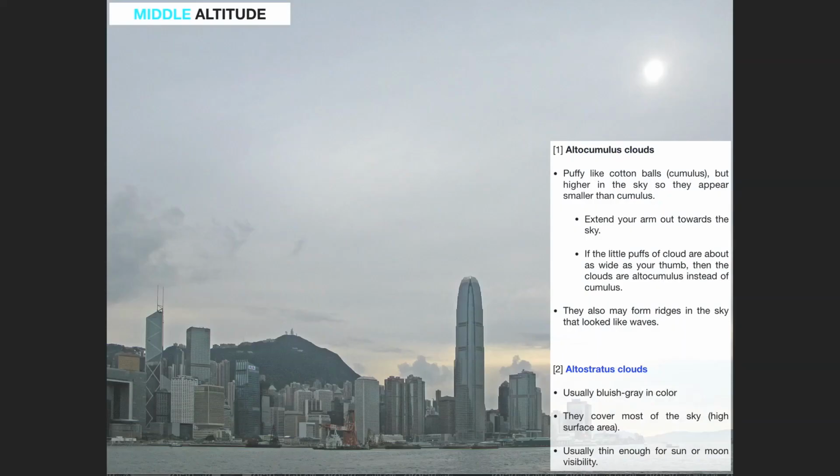The second type of cloud that we're going to see at middle altitude is the altostratus cloud, which is shown here. Like the stratus cloud, it's going to be usually bluish-gray in color and cover most of the sky, having a very high surface area. However, the major difference between altostratus and stratus in the low atmosphere is that altostratus is going to be high up enough and thin enough to where we should be able to see the sun or the moon. Note the sun that we can actually see in the top right of this picture through the altostratus clouds.